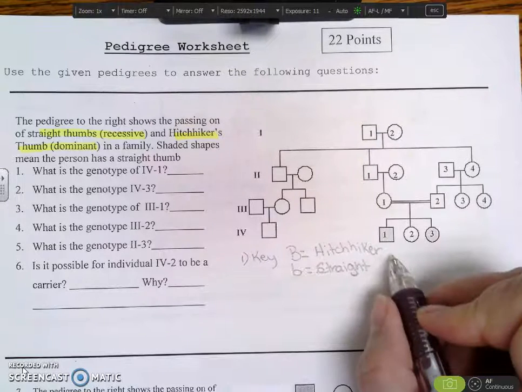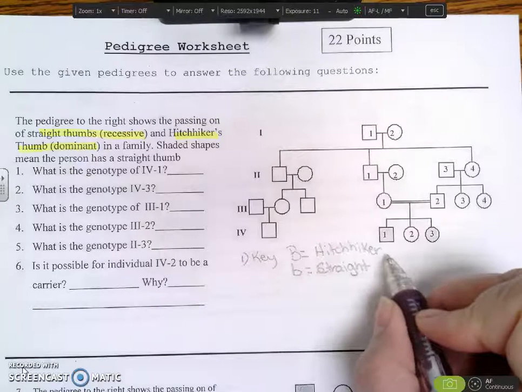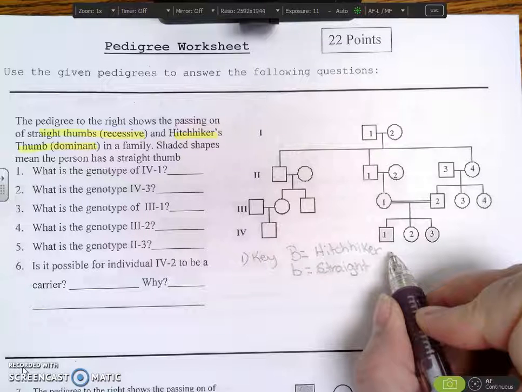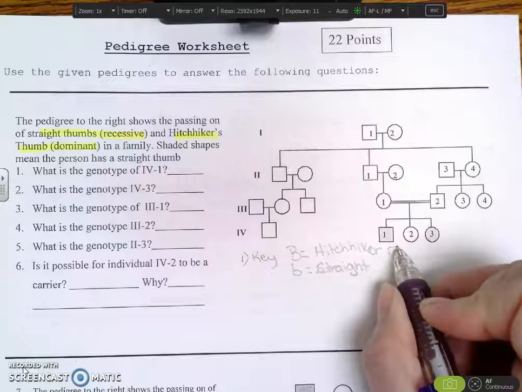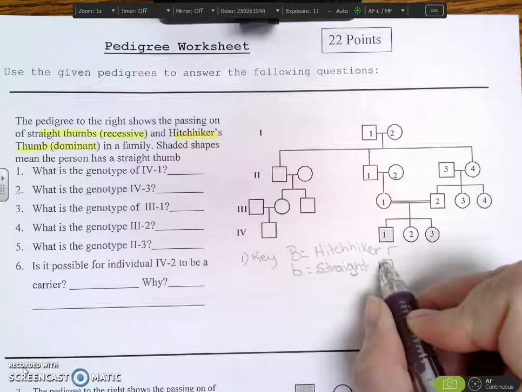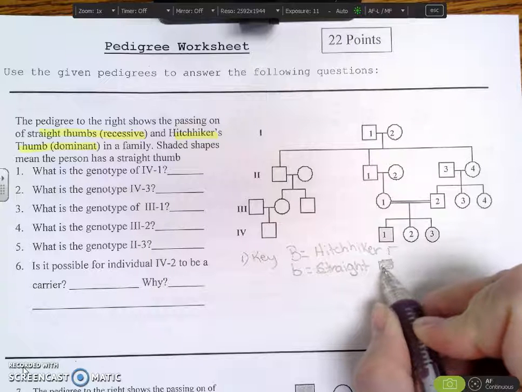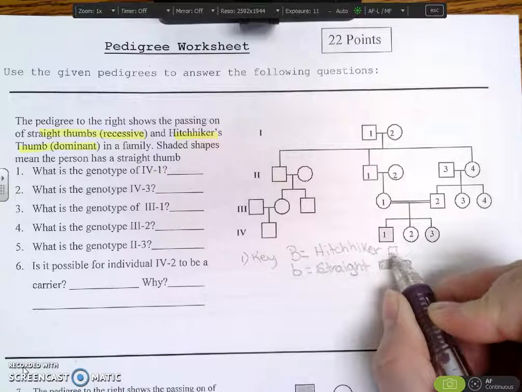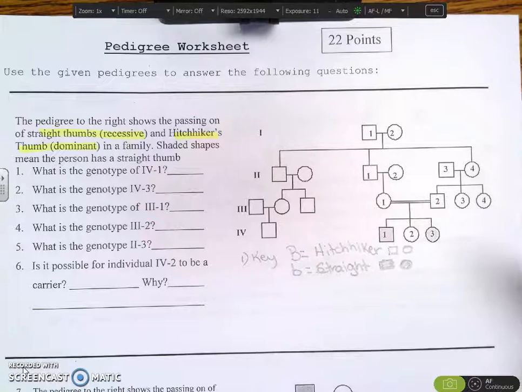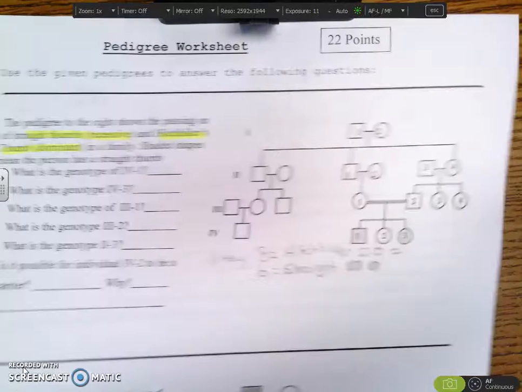Since we're not talking about a Punnett square and we're talking about a genetic chart, it's saying the shaded shape means that the person has a straight thumb. So they're saying this one is shaded like this, and they're saying a hitchhiker thumb looks like that. Let me zoom in.